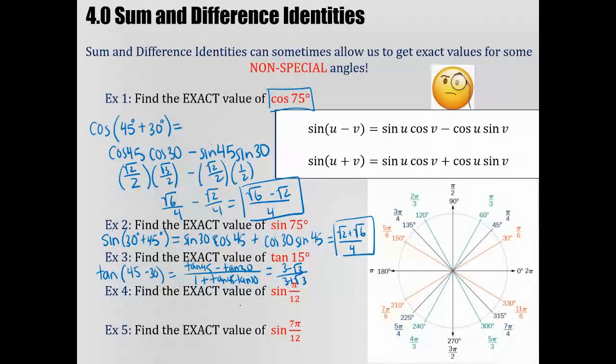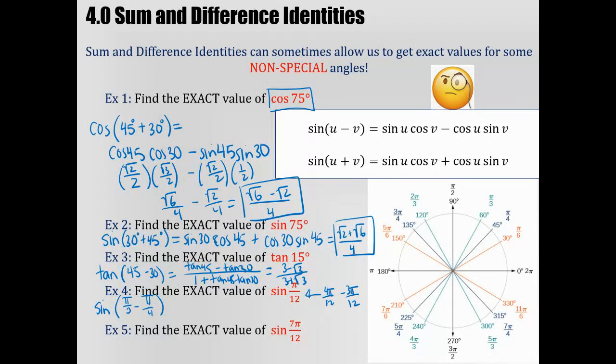For example, number 4 here, now we've got pi over 12. So you've got to think about how you could re-express that. I'm sure you might think of other ways, but I'm going to do pi over 3 minus pi over 4. So I'm thinking through it: 4 pi over 12 minus 3 pi over 12. When I simplify them, I get pi over 3 and pi over 4, which are both special angles.